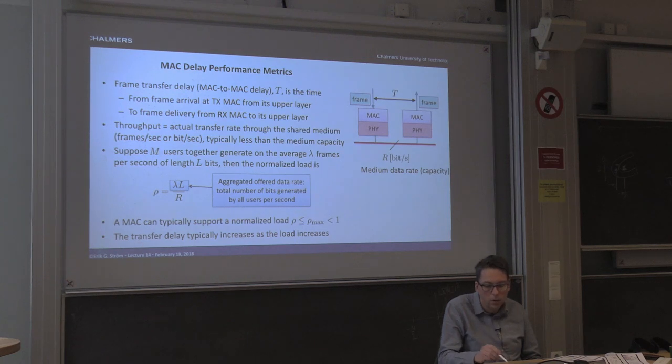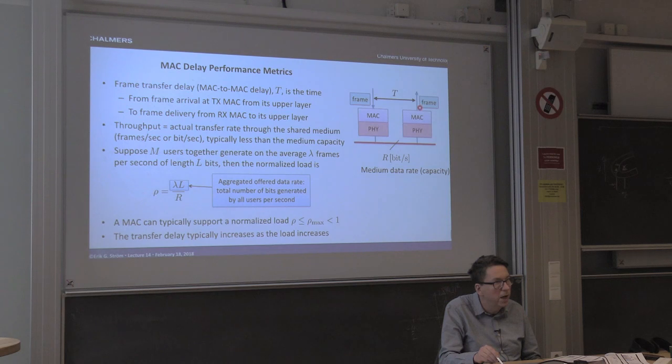The transfer delay, so remember what that is. The transfer delay is the time it takes from one frame to enter into a MAC layer until it exits out from the receiver MAC layer. That time, capital T, typically increases as the load increases. That is, the more busy, the more heavily used the medium is, the longer it takes to get data through that medium. Sort of makes sense, right? And we will see that this is also the case for some practical MAC schemes as we go along.